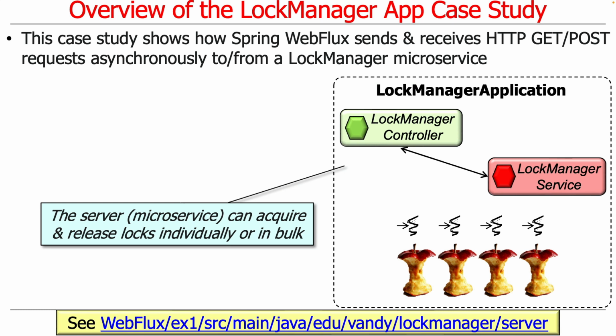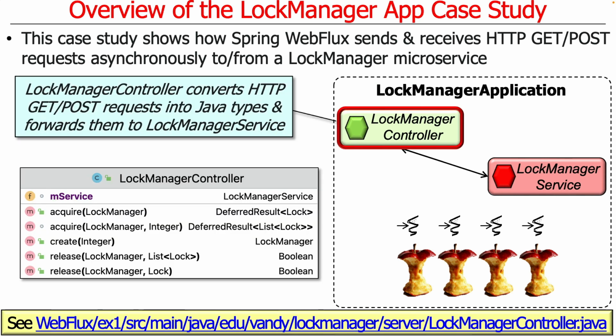The server side, of course, has a controller, like always, and it has a service, like always. And this microservice, the LockManager microservice, will be able to acquire and release locks either individually or in bulk using completely asynchronous processing, which is very cool. The LockManager controller takes the get and post requests and it turns them into Java types, in this case reactive types or regular good old Java types, and then it forwards them to the LockManager service.